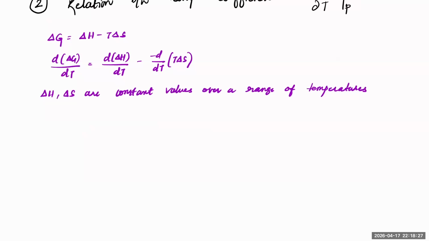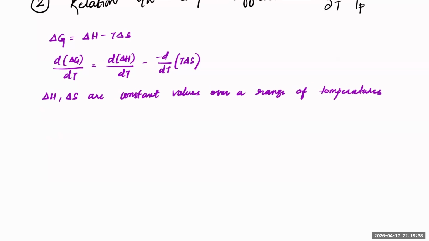Well, considering that, since this is constant, the differential with respect to T will be 0. And here, because there is a T value, it will be only delta S. So hence I will get d of delta G by dt will be equal to, this will become constant. Sorry, this minus is not there. Yeah, minus of this.